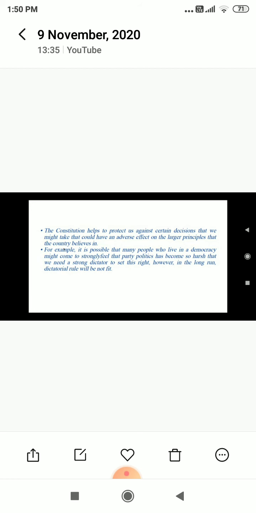It means sometimes we feel upset because of party politics, and we think there should be a dictatorship in the country. But it is only for the time being. Because in the long term, dictatorship does not give any benefit to the citizens.